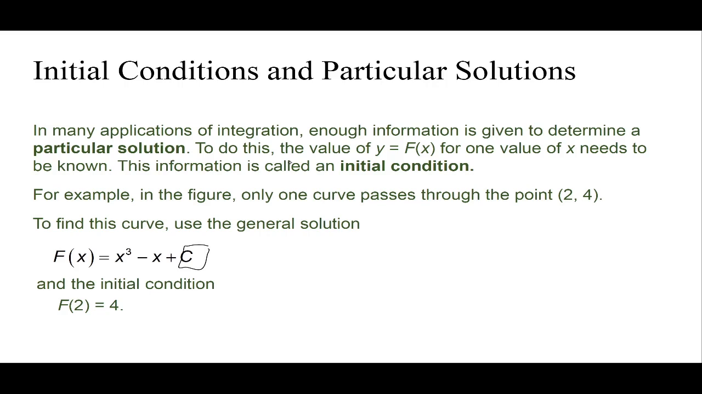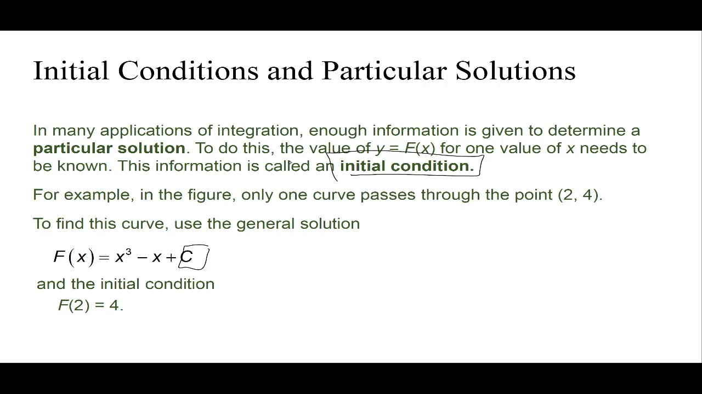In many applications of integration, enough information is given to determine the particular solution. If you know the value of c, or you know some situation for which you need to find the value of c, that's called the particular solution. To do this, the value of the function for one value of x needs to be known. This information is called the initial condition.